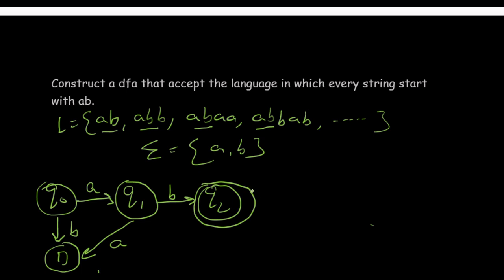Now come to the final state Q2. At Q2, if we get A or B, we will remain in the final state, because our initial condition has already been fulfilled, that we have started with AB. Whether we get A or B after that, we will remain in the final state and the string will be accepted. So now let's test it.